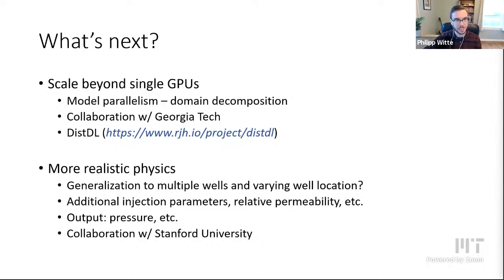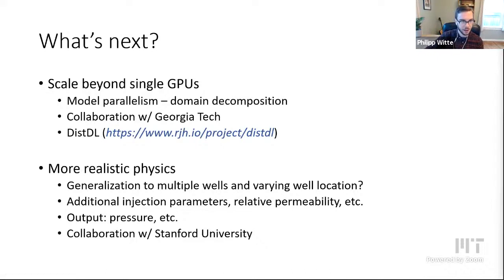Just quickly, what's next is scaling the model beyond a single GPU. For now, we only did data parallelism, where we still have to fit a single model on a single GPU, and you max out at about a 64 cube. That's really all you can fit. If you want to go beyond that, you have to do some kind of model parallelism. Here we're doing two collaborations, one with the Microsoft DeepSpeed team, who have a framework that allows you to do that, and one with Georgia Tech that is using a framework called DistDL.